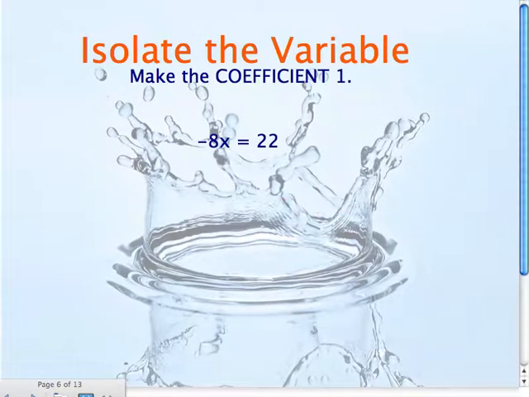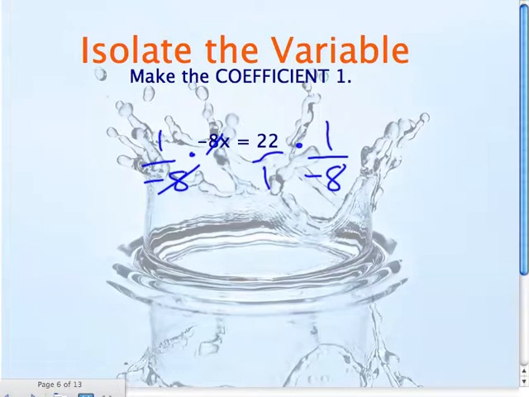Go ahead and try this one on your own. It's negative 8x equals 22. Pause the video and then hit play to get the answer. All right, so let's see what you would do on this one. So to get the negative 8 to be 1, I would multiply it by 1 over negative 8. Those will cancel out. Do the same thing on the other side.